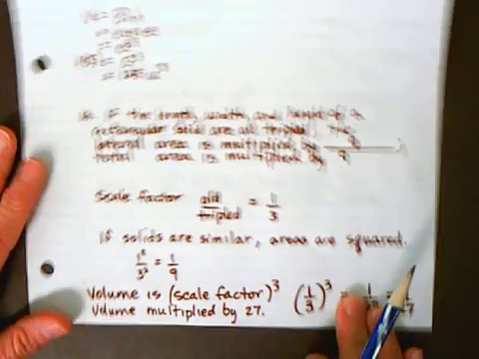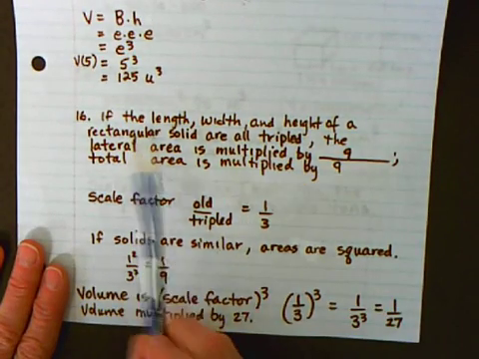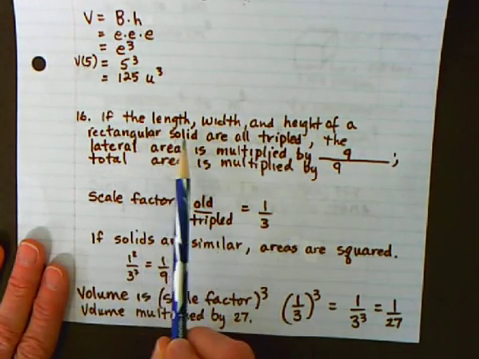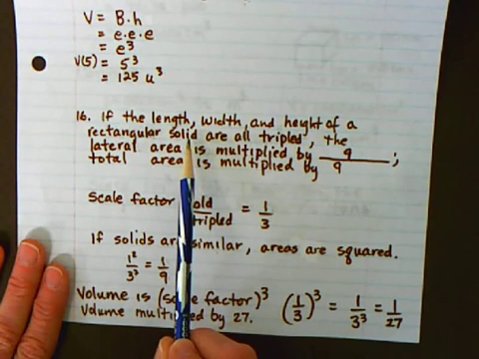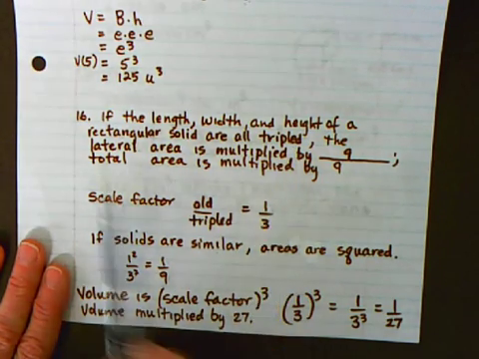Number 16, this is a fantastic problem. You might see this again somewhere. Okay, we have the length, width, and height of a rectangular solid. So it's some kind of a rectangular prism. Everything is tripled, and we want to know what happens to the lateral area, the total area, and the volume.